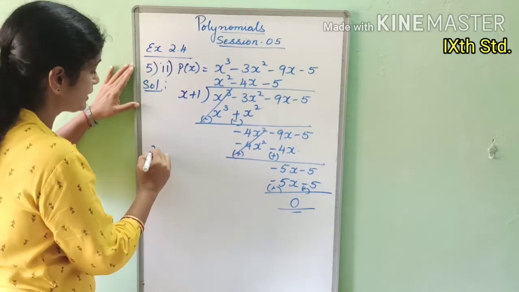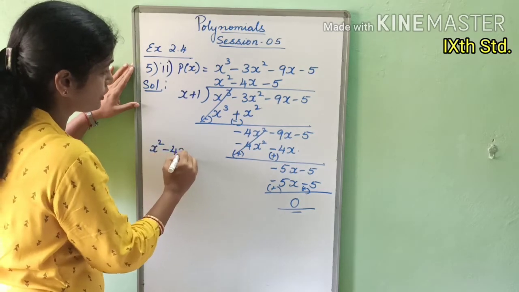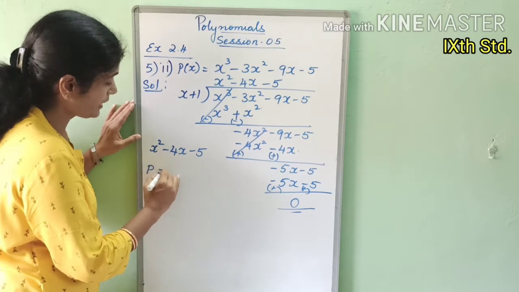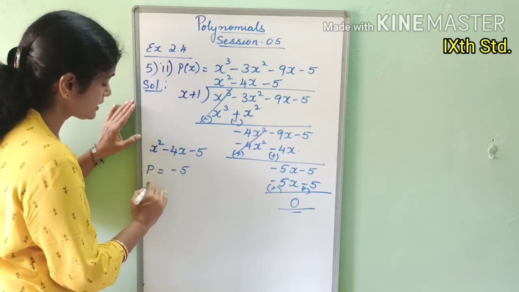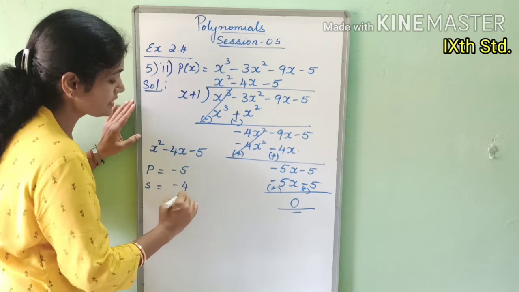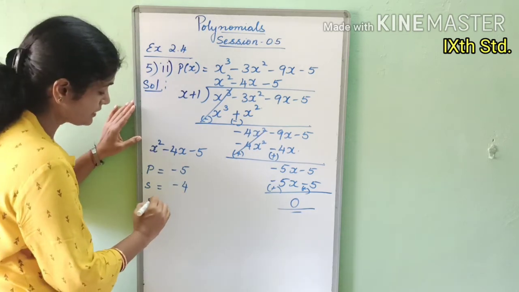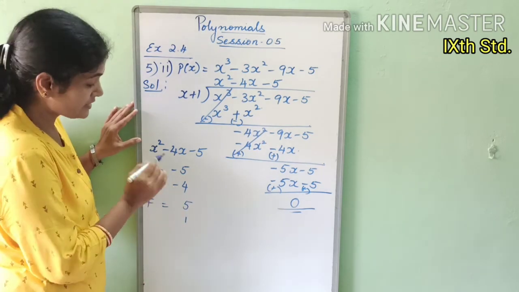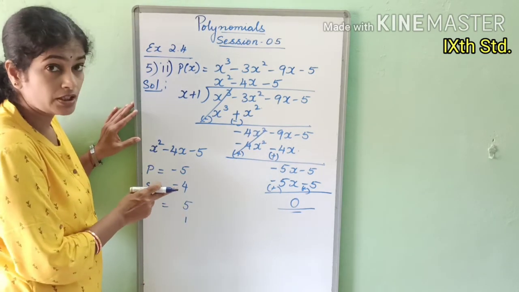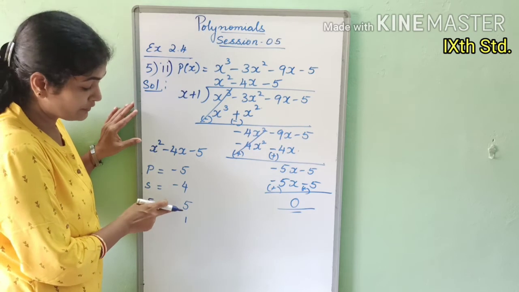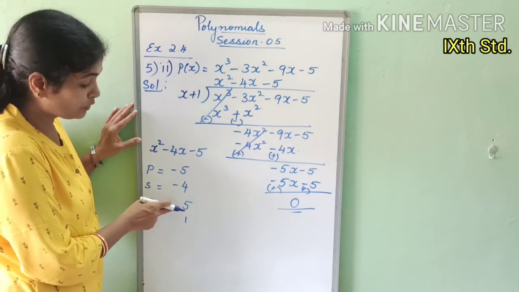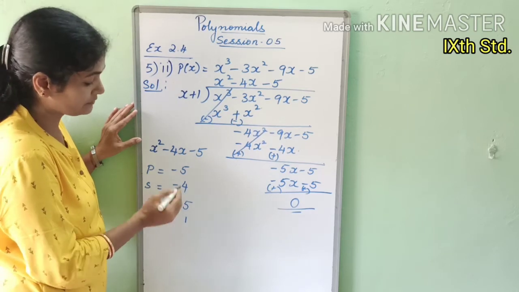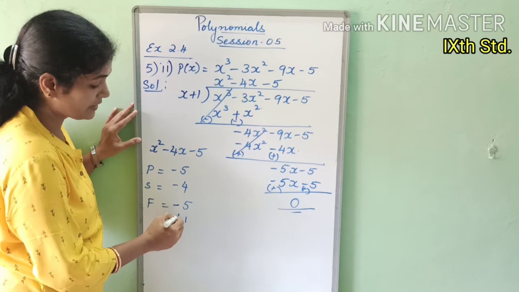So what is it? The quadratic polynomial is x square minus 4x minus 5. Now you do the factorization of this. Product is minus 5. Sum is minus 4. So the factors are 5 and 1. Product is negative. Sum is negative. So in the factors, put the sign of the sum to the greater number, right? And the other one will be plus.